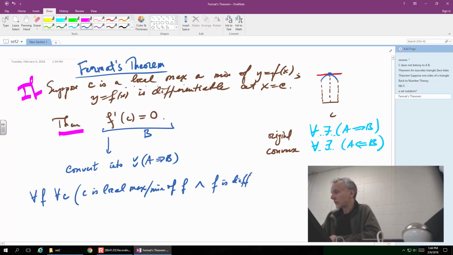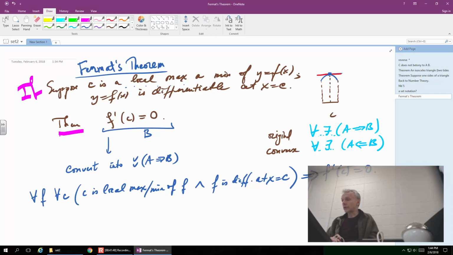No, that's it. They're just two. Differentiable at x equals c. Okay, and then this statement implies f prime of c is equal to 0. Okay, so that's our statement spread out in a logical way. So the converse then will be exactly the same statement except the arrow is reversed.